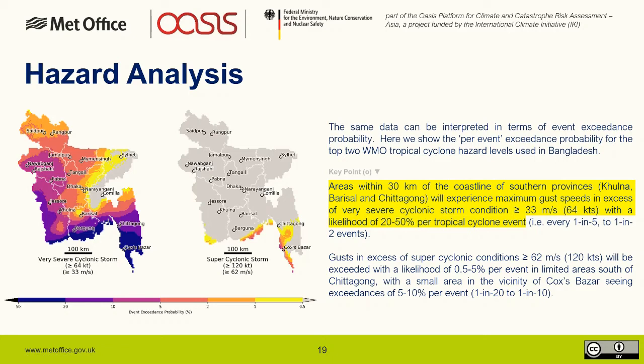Again, we can see that the coastal areas are most exposed to high gust speeds, with 1 in 5 to 1 in 2 landfalling tropical cyclones expected to exceed very severe cyclonic storm conditions. For the most extreme hazard level, the extent is much more limited, and these regions can expect the 120 knot level to be met or exceeded in 1 in 20 to 1 in 10 landfalling events, looking particularly at these regions around the southern coast.